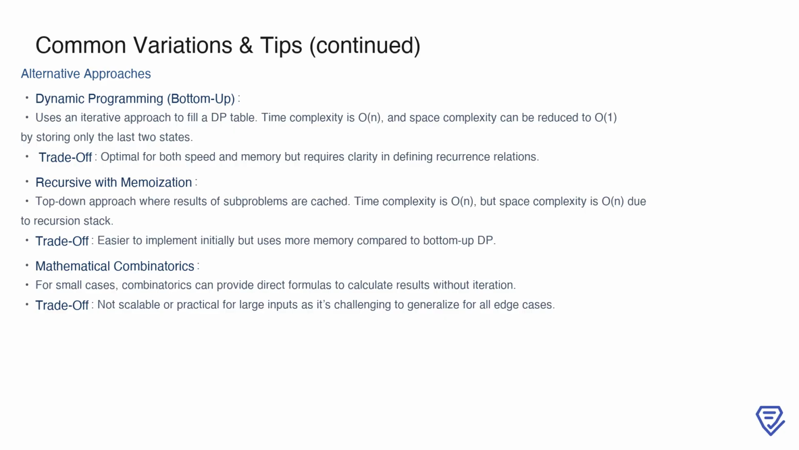A recursive approach with memoization follows a top-down methodology, caching the results of subproblems to avoid redundant calculations. While it also has a time complexity of O(n), it uses additional memory for the recursion stack, making it less efficient in terms of space. Lastly, mathematical combinatorics can be used for small cases, offering direct formulas to calculate results without iteration. This method is elegant but not scalable or practical for larger inputs, as it becomes difficult to generalize for all edge cases. Choosing the right approach depends on the specific constraints and requirements of the problem.